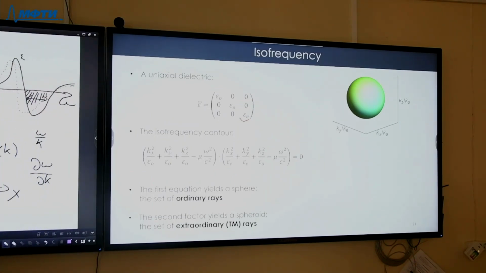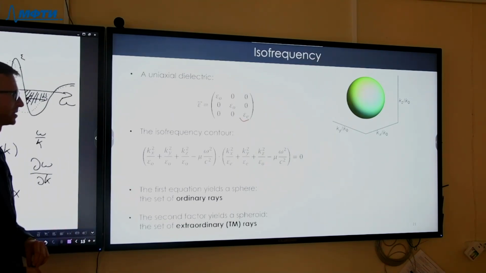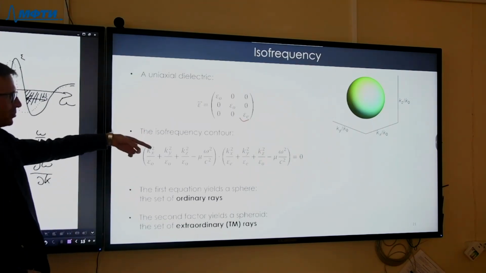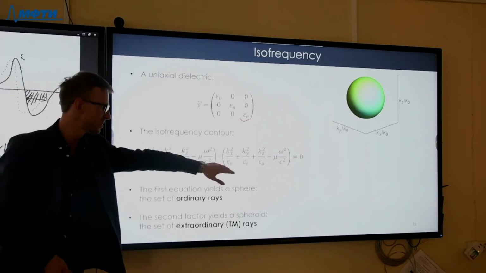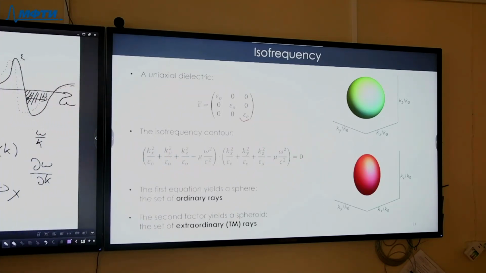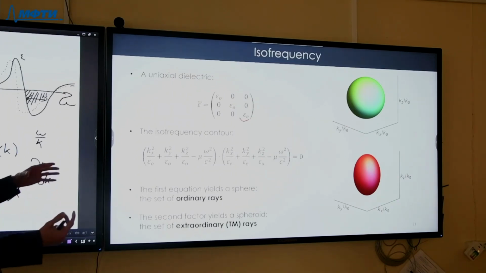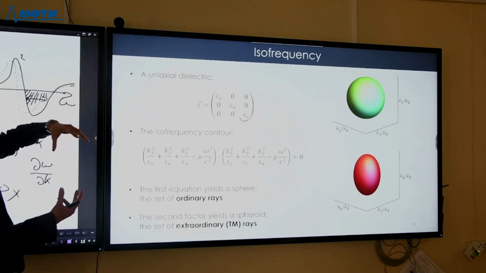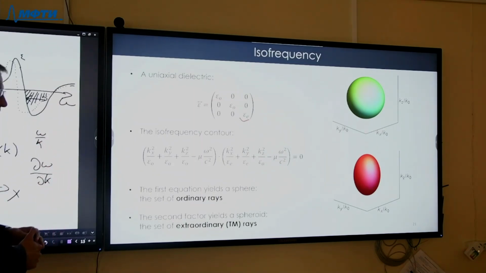All the solutions to this sub-equation at any frequency yield the set of extraordinary rays, which are transverse magnetic polarized plane waves of the uniaxial crystal. As you can see from this equation, it describes a spheroid which is elongated along the extraordinary direction of the medium, also called the optical axis of the uniaxial crystal. We combine these two surfaces together, and we get the entire isofrequency of our uniaxial material.